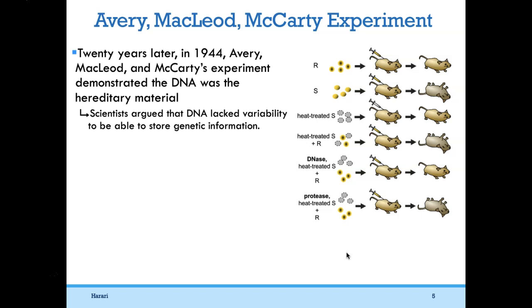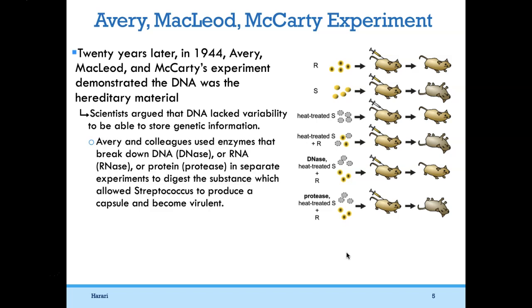Originally, the scientists were saying DNA didn't have enough letters. It wasn't variable enough to have genetic information. But it was this experiment that pretty much concluded DNA was definitely the hereditary material.